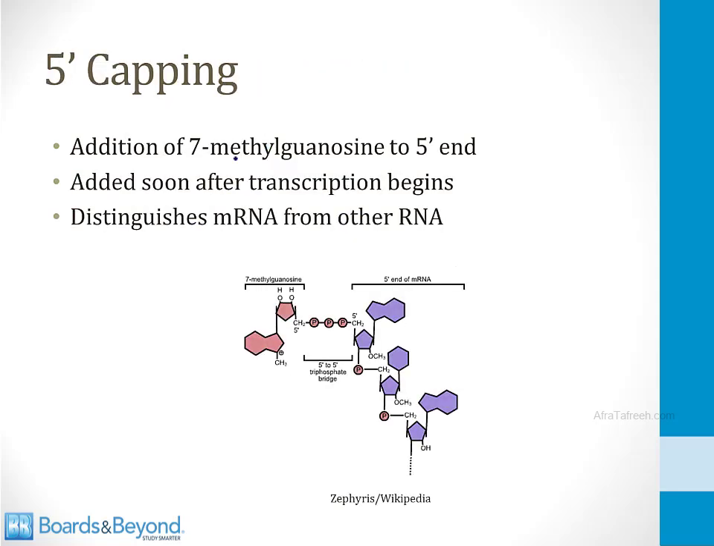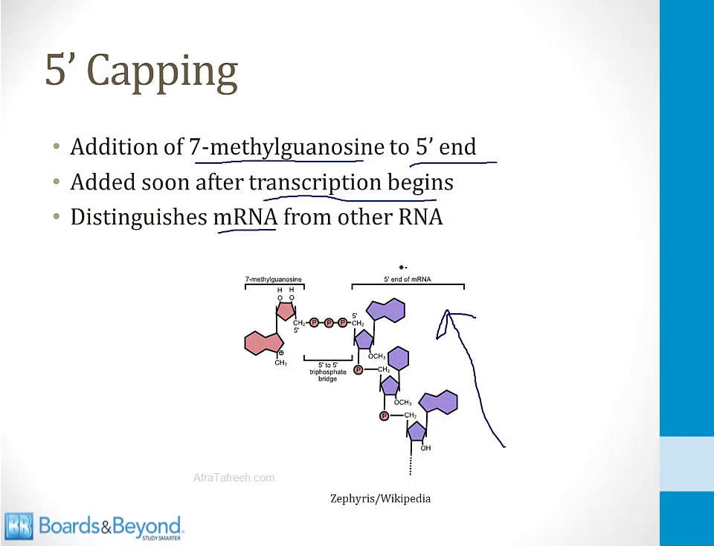5' capping is the addition of a special nucleotide called 7-methylguanosine to the 5' end of RNA. This is added to RNA soon after transcription begins, and it distinguishes mRNA from other forms of RNA. Basically, this 5' cap is placed on RNA to tell the other organelles in the cell that this is a piece of mRNA.